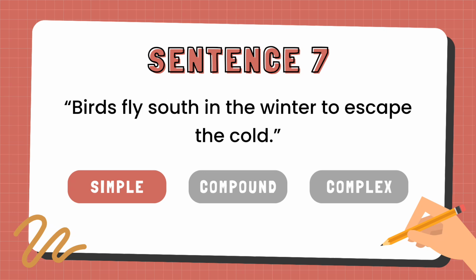Birds fly south in the winter to escape the cold. This contains the subject, which is birds. Fly is the verb, and south in the winter to escape the cold is the modifier. Okay, so those are the individual qualities that make this sentence a simple sentence. It contains only one thought.